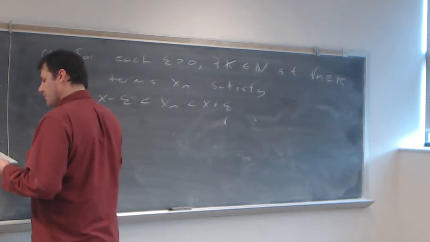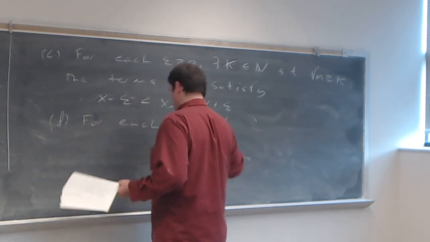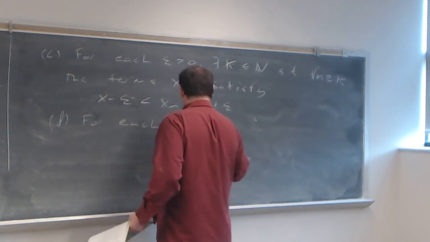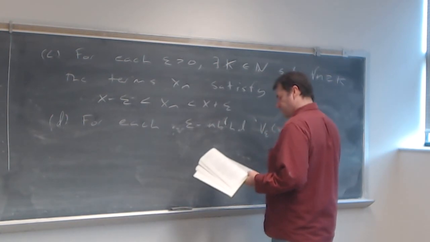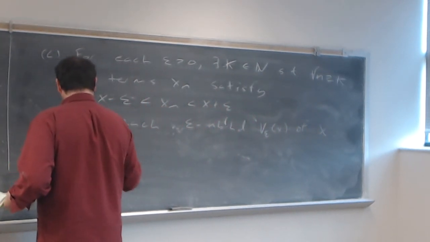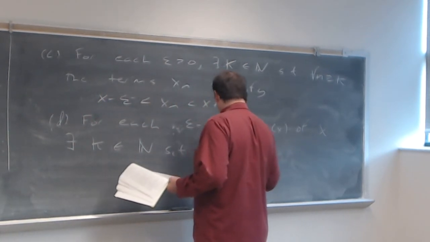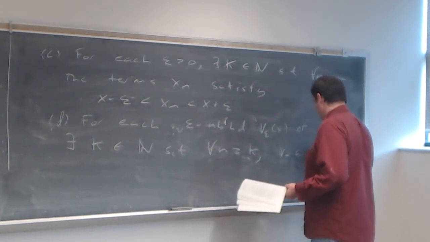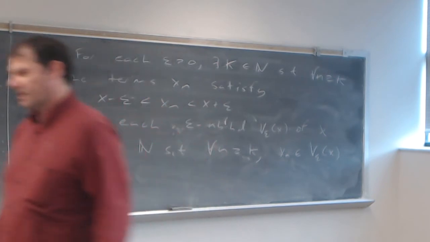In part D, it says for each epsilon neighborhood, we call it B sub epsilon of x, there exists a k element of natural numbers such that for all n bigger than or equal to k, x of n is an element of, so belongs to, B sub epsilon of x. We'll give you about a second to write those down.